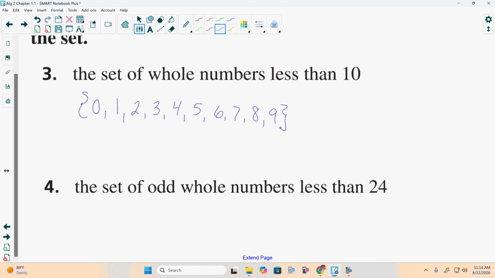And 9. We list them all, yes? Was that easy? Was that doable? Yeah, we can easily list those. We're good there. Yes?